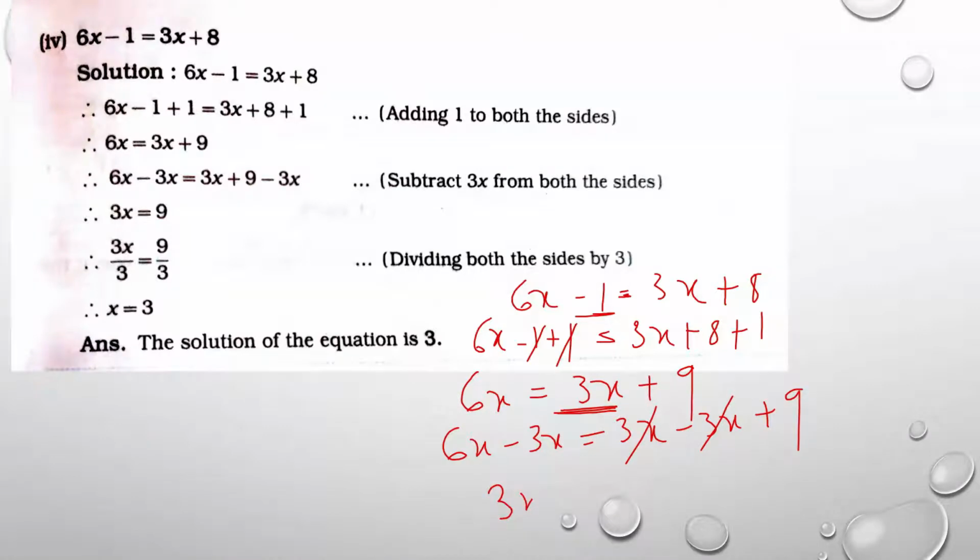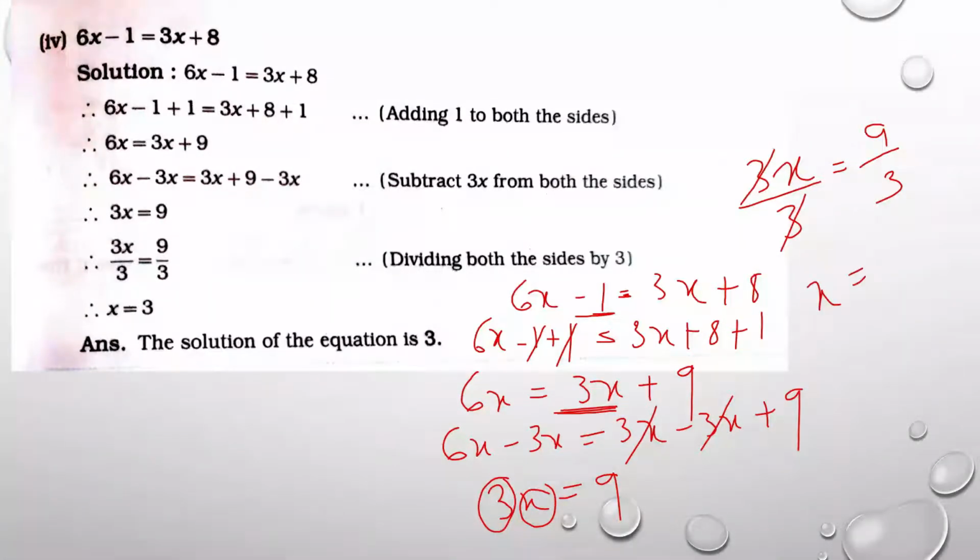Now you have to remove this 3. You have to find only the value of x. So 3x upon 3, on both the sides you will divide with 3. So here 3 and 3 will get cancelled. So x is equal to what? 3 ones are 3, 3 threes are 9. So x is equal to 3. So the solution of the equation is 3.